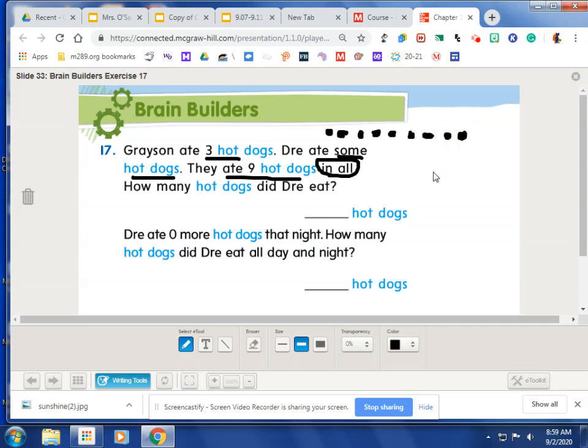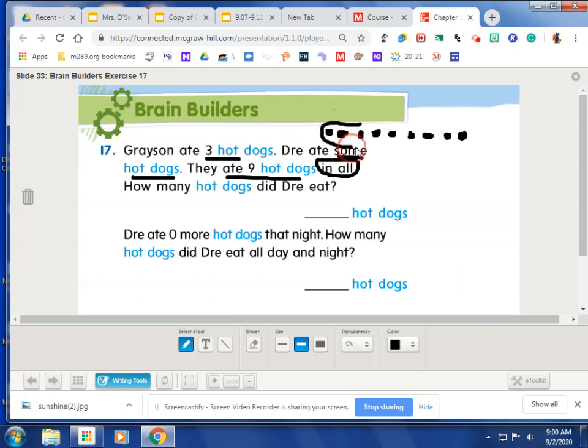Because I need to figure out how many Dre ate. So Grayson ate 3. Dre ate some hot dogs. They ate 9 all together. So in all, how many hot dogs did Dre eat? Well, I know how many Grayson ate. Can you guys remember how many Grayson ate? 3, right. And you guys all have 9 dots drawn. If you don't have 9 dots drawn on your paper, I want you to hit pause and hit play when you're ready.